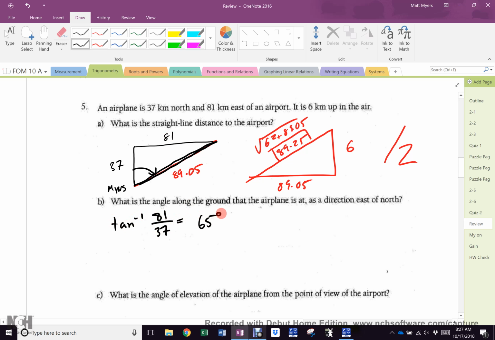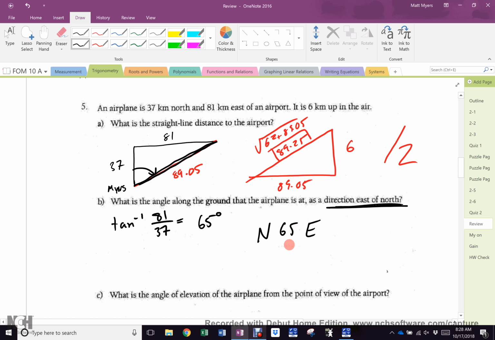But the question says, as the direction east of north. And I called all of your attention back to page 54 where we discussed how we read these instructions, yes? What direction, east or north, is my main direction? What direction am I starting in? North, because I am adjusting east of north. So I write it as north. Then how far did I adjust? 65 degrees in what direction? East. Right?